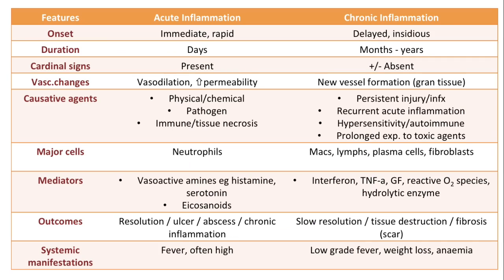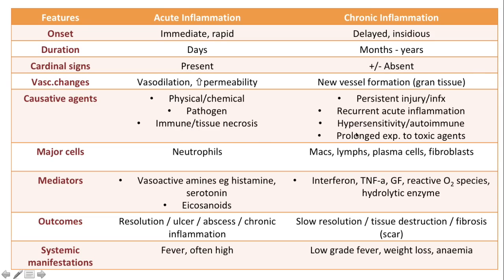Here I just want to highlight a few differences between acute and chronic inflammation in this table. They differ in terms of onset, one being immediate and rapid, while the other being delayed and insidious. They differ in duration, one is shorter and the other is much longer, can go up to years. Cardinal signs, as we mentioned, are present and quite prominent in acute inflammation, but not so in chronic inflammation. The vascular changes are in the form of vasodilation and increased permeability in acute inflammation, but it is more prominent in terms of new vessel formation in chronic inflammation.